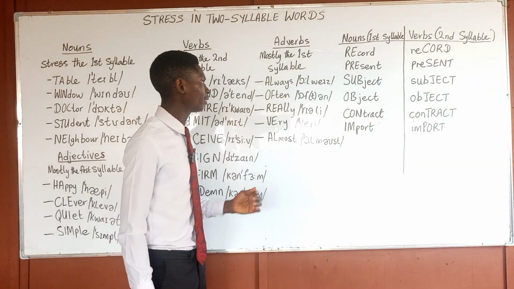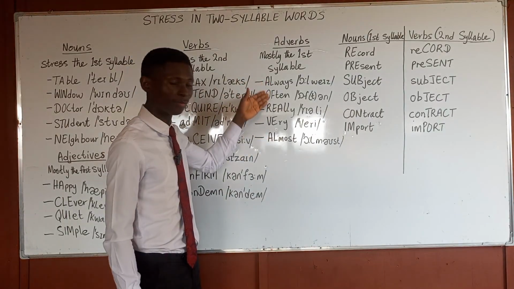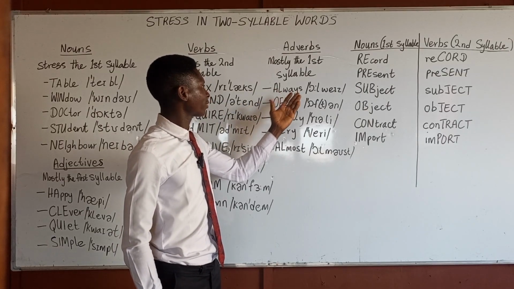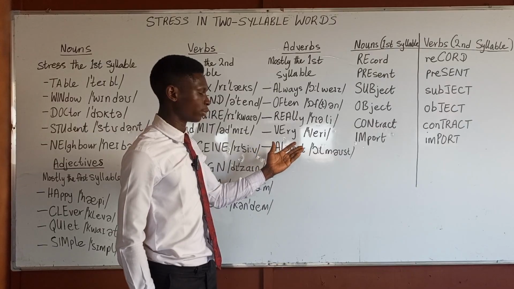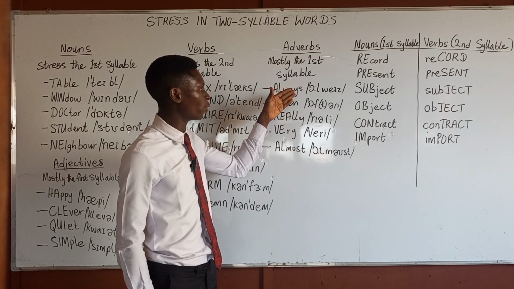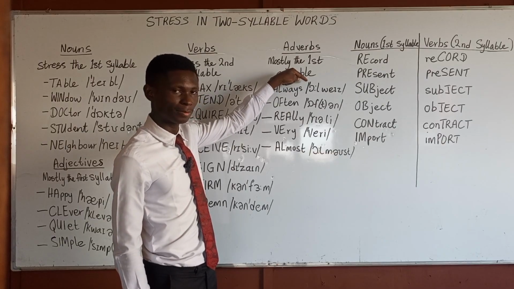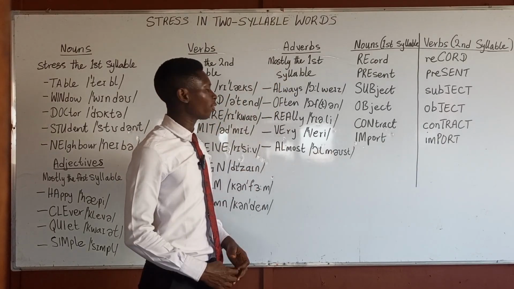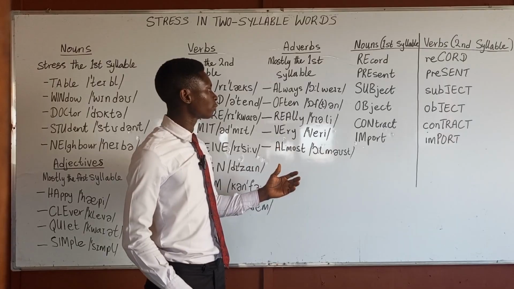All right, so we have adverbs here, but a point of emphasis here is where do we have the stress pattern? We have the stress pattern on the first syllables of each of these words, each of these adverbs. Hence, we have adverbs ranging from always, often, really, very, and almost. So you can see here that the stress is on the first syllable. That's why we have this stress marker or accentuation marker, this symbol on the first syllable of each of these words.